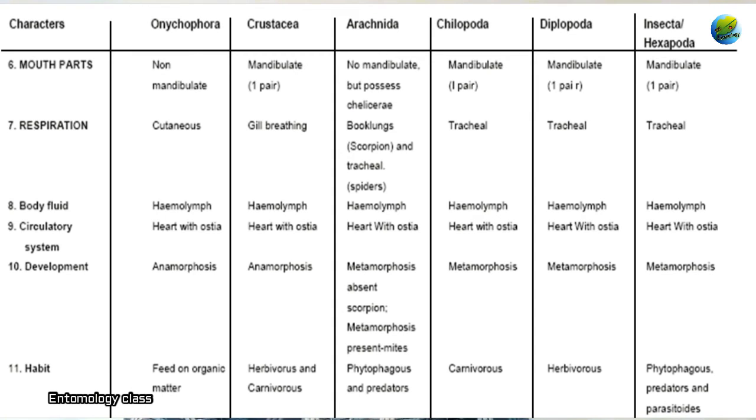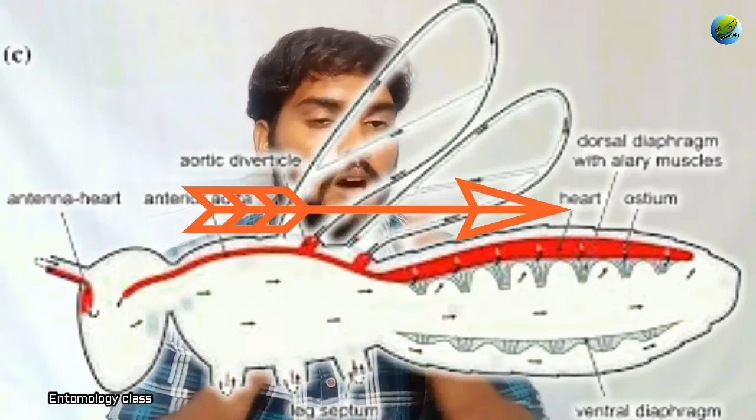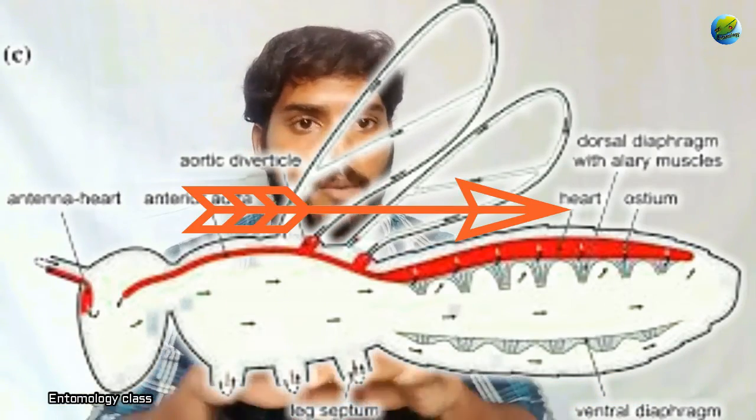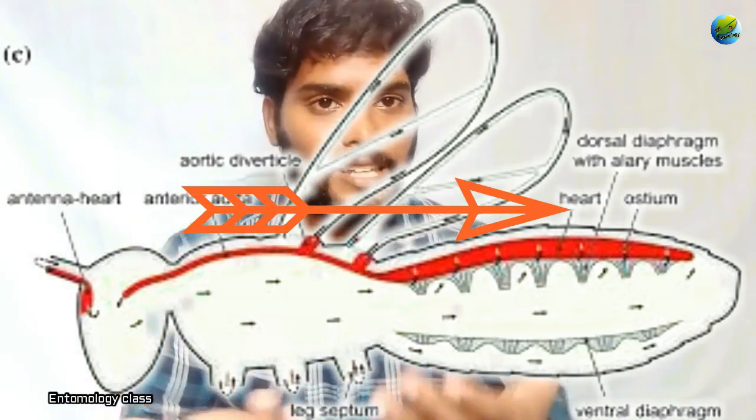And the circulatory system of arthropods is common, which means they have a heart and ostia. The circulatory system consists of both heart and ostia. It is common for all the arthropods. So this is about the characters or most important features of the arthropod phylum, where insects come under the class Hexapoda, the arthropods possessing 3 pairs of legs, or 6 legs. They are insects. Okay, now let us move on to the question part.